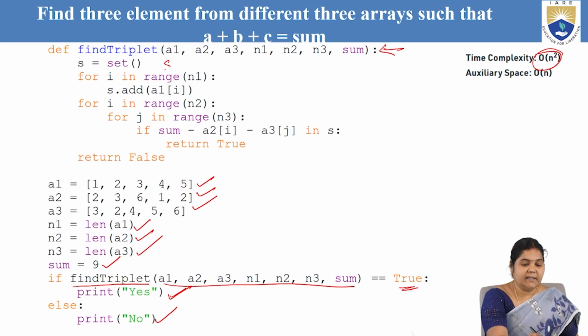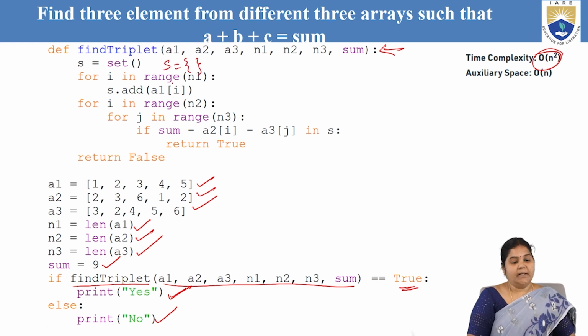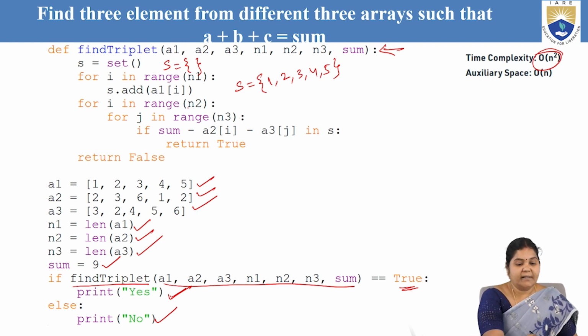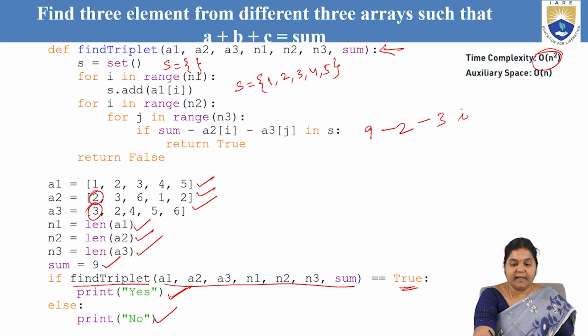Now we have created a set. Initially the set is empty. Now what we will do? First, for i in range of n1, s.add(a1[i]), which means whatever elements are in the first array, you add to this set. So what are the elements? 1, 2, 3, 4, 5 will be added to s. Okay. Then for i in range of n2 and for j in range of n3, these two loops iterate over two arrays at a time. If sum, which is 9, minus a2[i], the first element in a2 which is 2, minus a3[j], the first element which is 3, is in s.